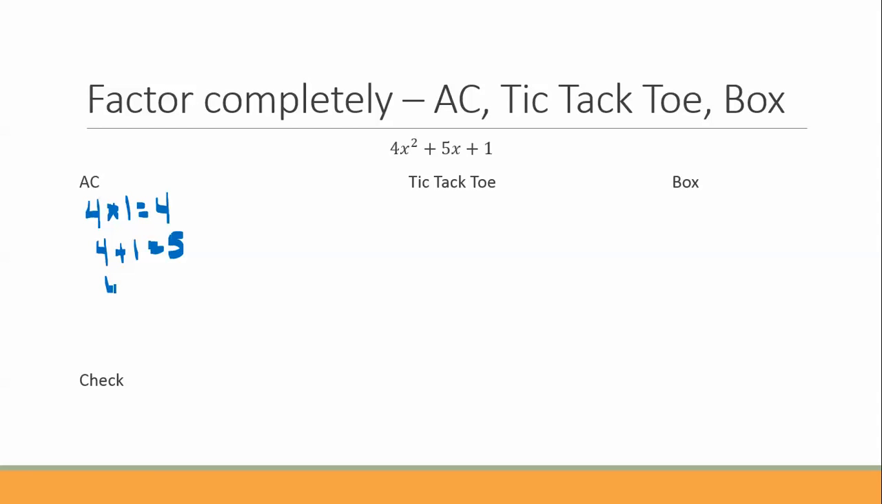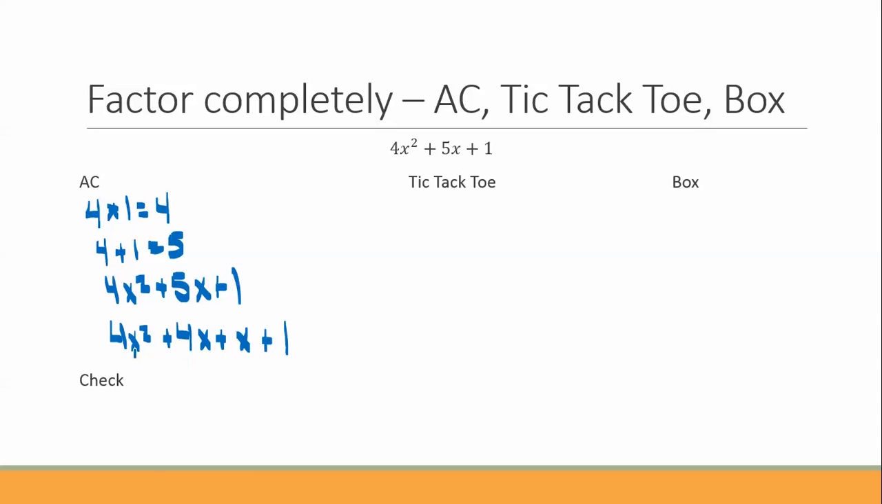So then we have 4x squared plus 5x plus 1. Now we're going to split up that middle term. So we're going to have 4x squared plus 4x plus x plus 1.